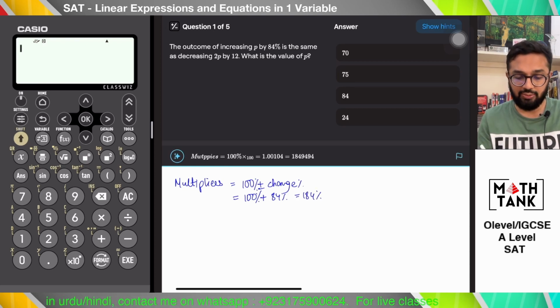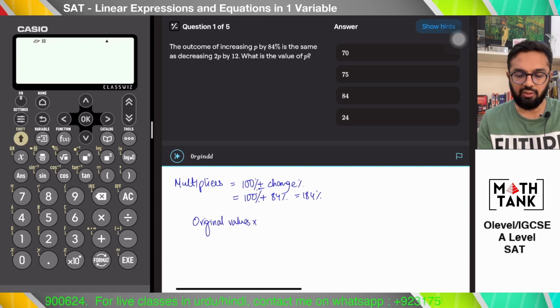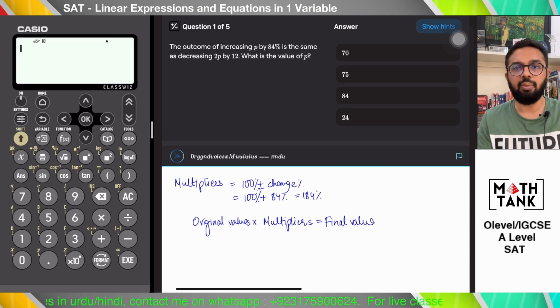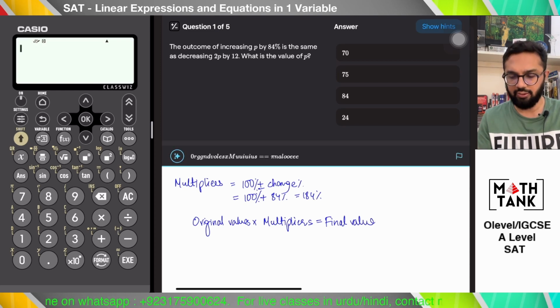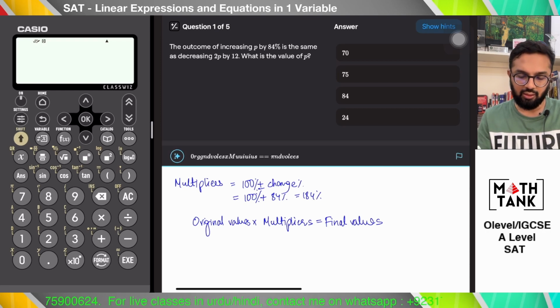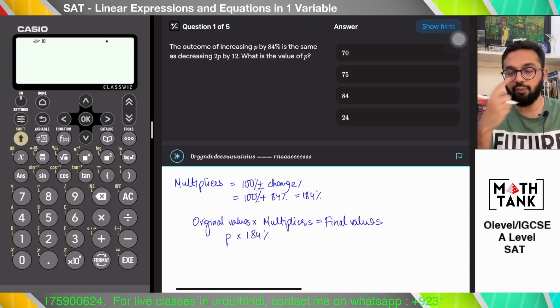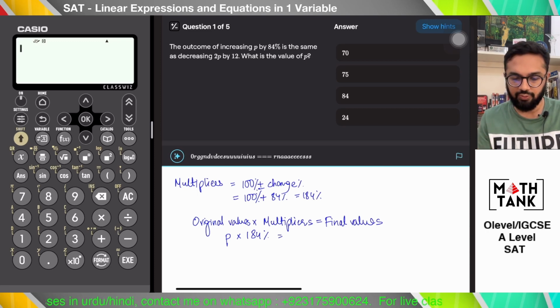How do you use multipliers? You can take original values and multiply them by multipliers to find the final values. There could be many multipliers put together. In this case, there's just one multiplier, so we're going to use that. The outcome of increasing p by 84%, so 184% is your multiplier. And what is the final value? It is the same as decreasing 2p by 12, so 2p minus 12.